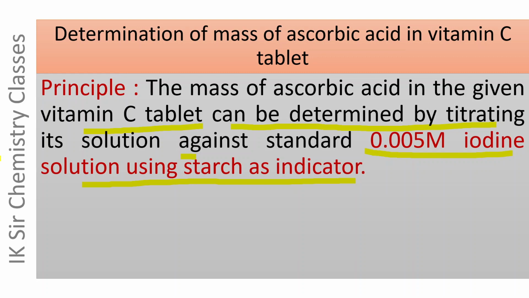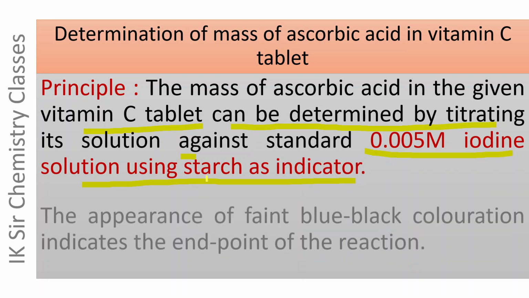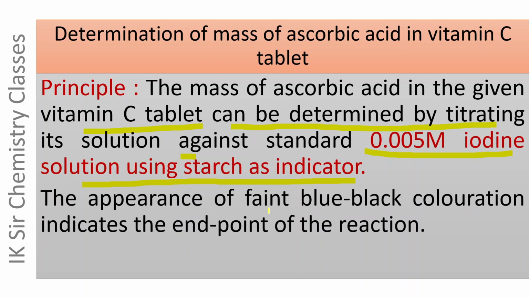The mass of ascorbic acid in the given vitamin C tablet can be determined by titrating its solution against standard 0.005 molar iodine solution using starch as an indicator. The appearance of faint, light blue-black coloration indicates the end point of the reaction.